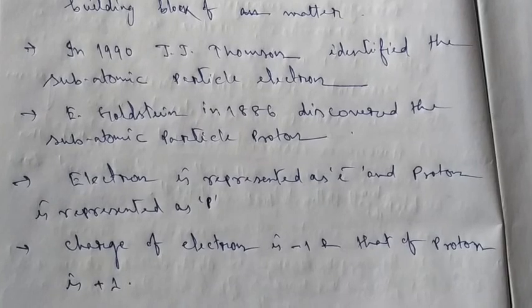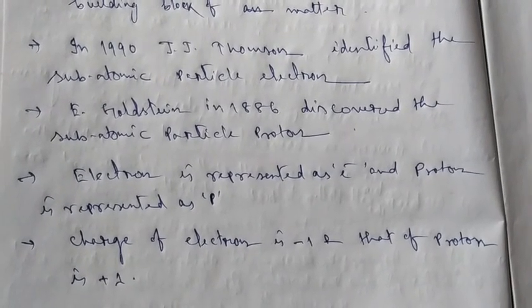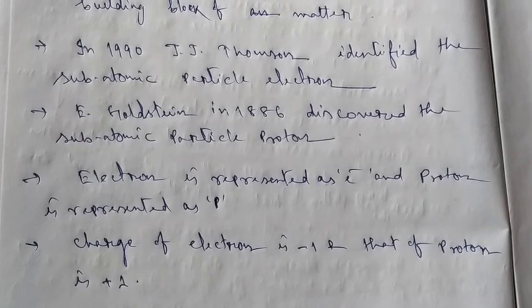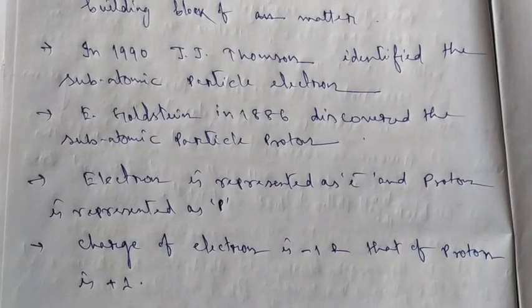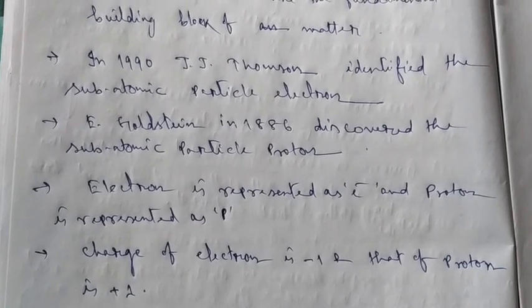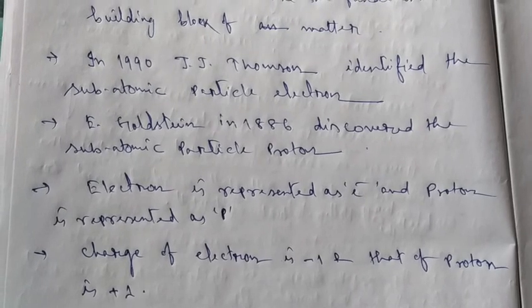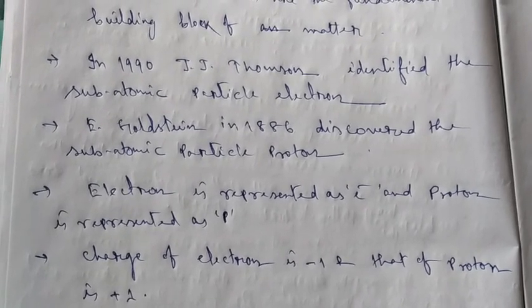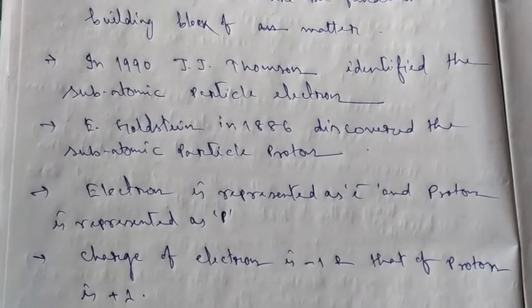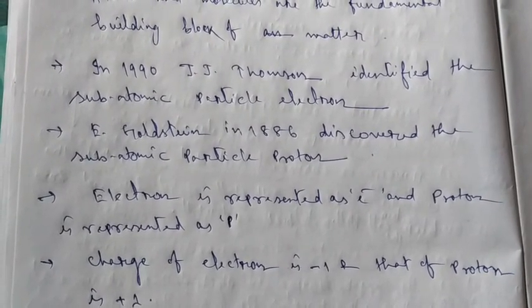Now there may be a question that yes, the neutron is also there. Definitely the neutron is there, it was discovered later, right? And the neutron is present inside the nucleus. So three subatomic particles are present in an atom. These are electron, proton and neutron. Regarding the neutron we will discuss later.